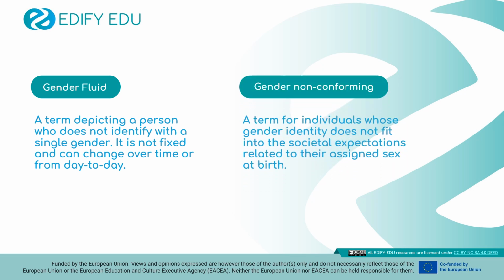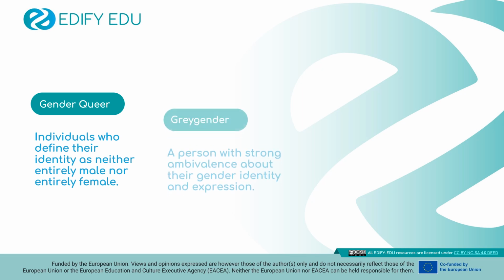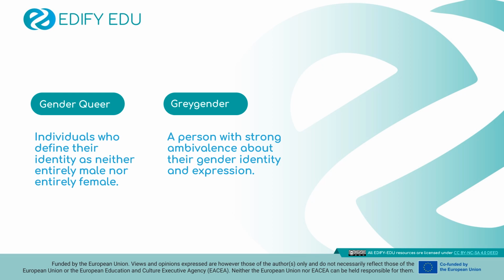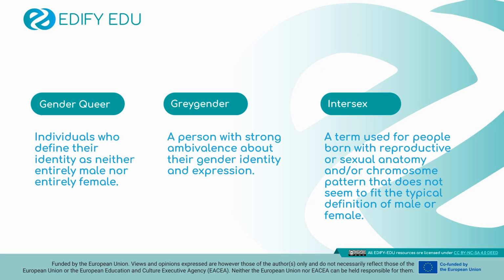Gender non-conforming is a term for individuals whose gender identity does not fit into the societal expectations related to their assigned sex at birth. Genderqueer refers to individuals who define their identity as neither entirely male nor entirely female. Grey gender refers to a person with strong ambivalence about their gender identity and expression. Intersex is a term used for people born with reproductive or sexual anatomy and/or chromosome pattern that does not seem to fit the typical definition of male or female.